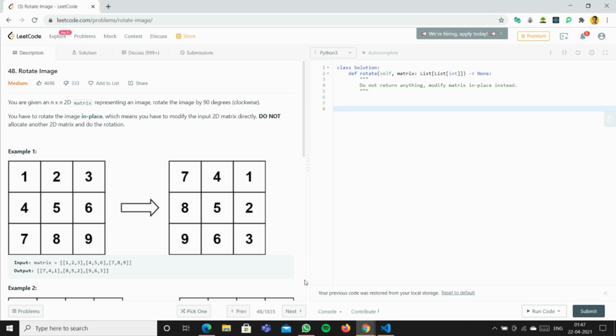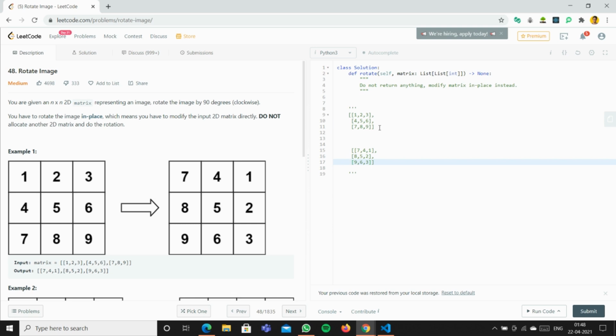Okay, so the question is basically saying that we're given a matrix and we have to rotate it 90 degrees in the clockwise direction. So, taking the matrix here, we're given this 3x3 matrix right now, and we want the output as this.